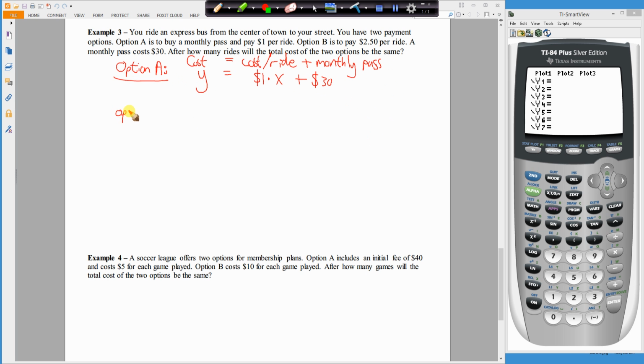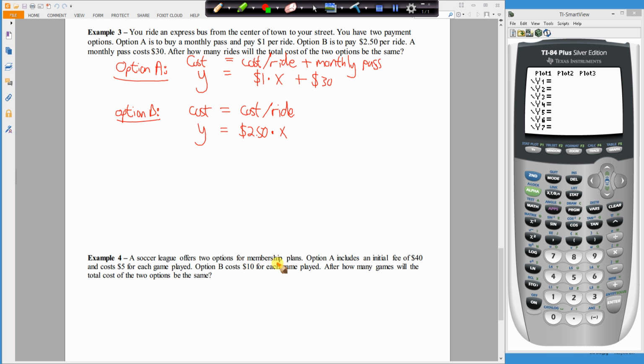Then do option B. It's a different equation. It's simpler, actually. The cost, let's call it Y again, is equal to the cost per ride. There's no other fee. There's no monthly pass. That's it. Option B is $2.50 per ride. So Y equals $2.50 times X. Number of rides is X.